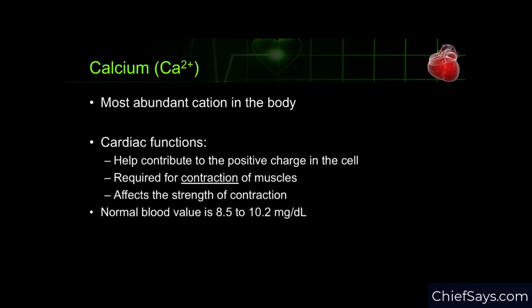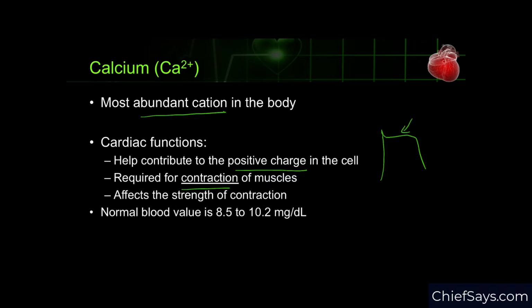So some general facts about each of these. Calcium, with 2 positive charges associated with it, is the most abundant cation in the body, in total. Calcium is generally going to be stored in areas like our skeletal muscle and inside of our bones for use later on. Calcium's cardiac function helps to contribute to that positive charge inside the cell. So remember, after we depolarize, the plateau, us staying positive for a period of time, is because of calcium. Calcium is also required for the contraction of muscle cells, which we'll get into in just a moment.